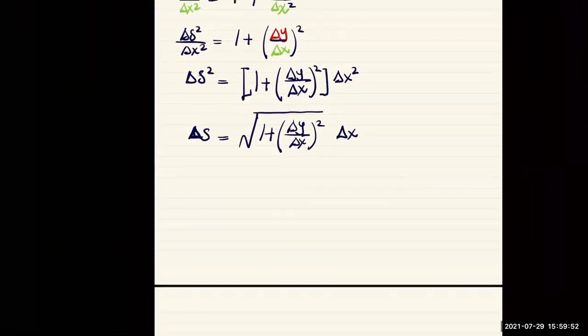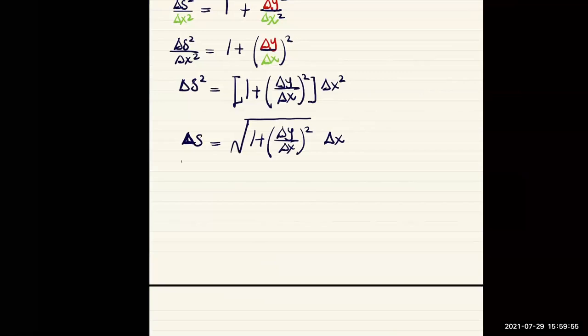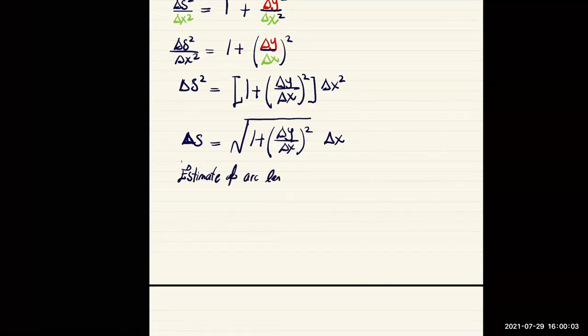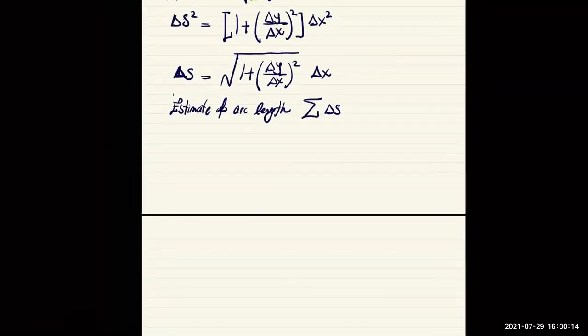But let me just do it step by step. An estimate of arc length is going to be the sum of these delta s's. You add them up, and the actual arc length is going to be, when you take the Riemann sum's number of partitions to infinity, and when you do that, you get an integral.